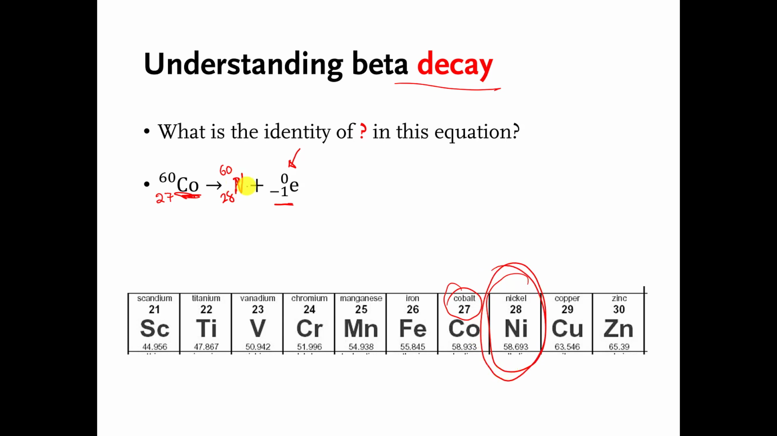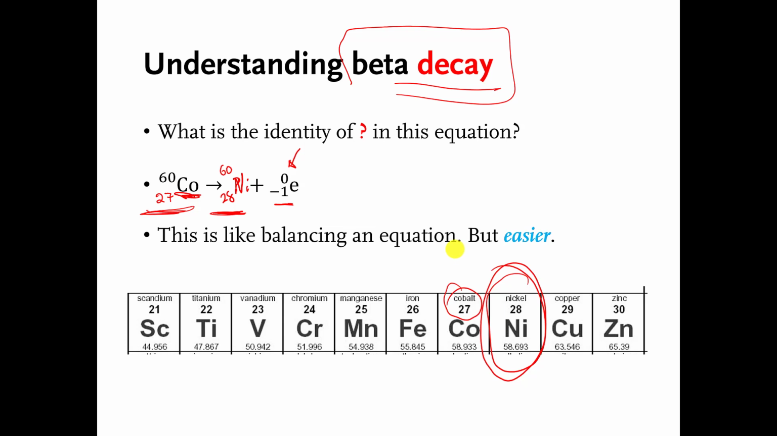So if we wanted to write the complete equation, we could write it like this. We could say cobalt-60 decays into nickel-60, undergoing beta decay, if you want to sound really fancy. Now, to me, this is kind of like balancing an equation, but it's also easier because all you're doing is adding up top numbers on the left, making sure that the top numbers on the right add up to the same number, adding up bottom numbers on the left, making sure that the bottom numbers on the right also add up to the same number.